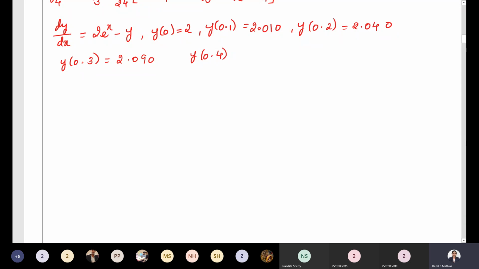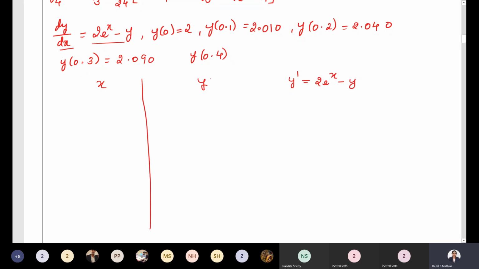We need to find the value of y(0.4) correct to 4 decimal places using Milne's predictor corrector method and Adams-Bashforth predictor and corrector method. So data is given. First write down the given values of x and y so that you can find the value of y dash. Make a column for x, then y, then find y dash, which is given as 2e power x minus y. So these are the columns for x, y and y dash.